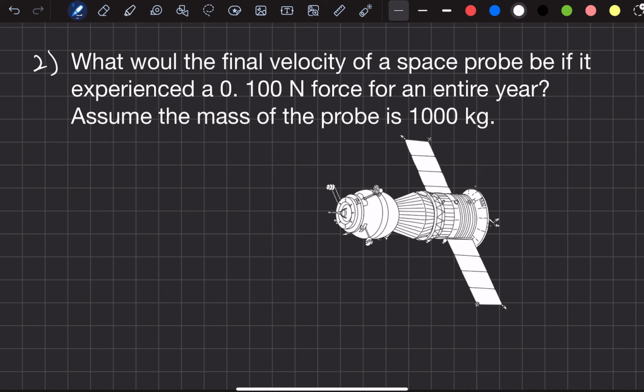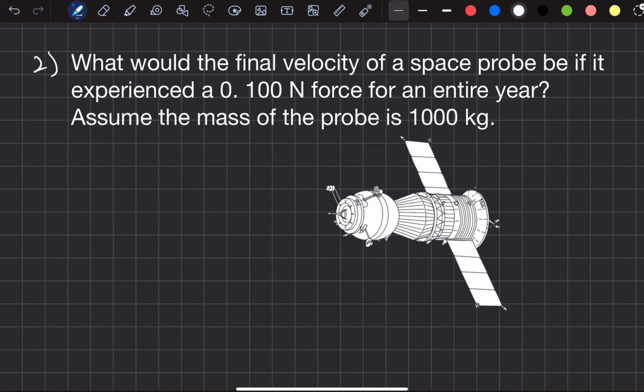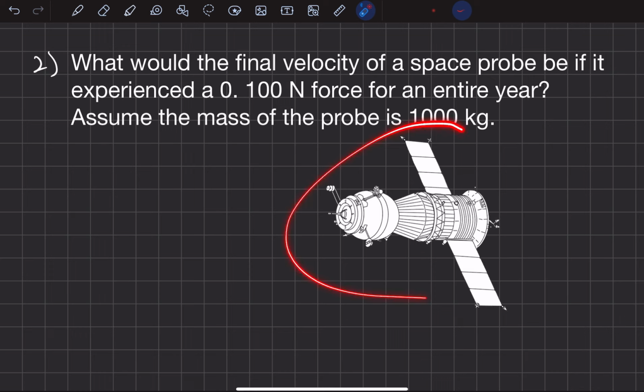So the last problem came pre-solved. For this problem, let's work on it together. We have a space probe that is experiencing a 0.1 Newton force for an entire year. Assuming the mass of the probe is 1,000 kilograms, how fast would it be going after that year?